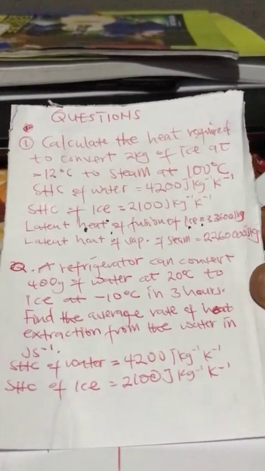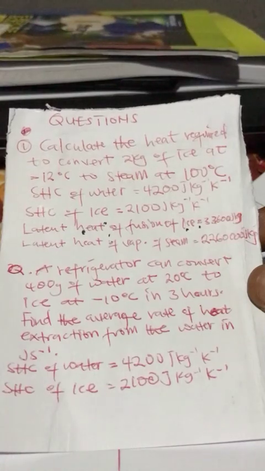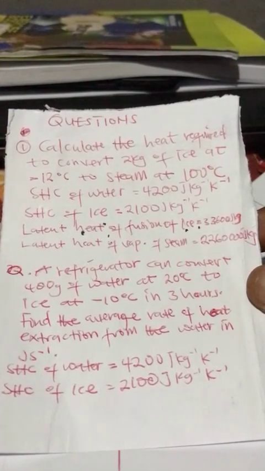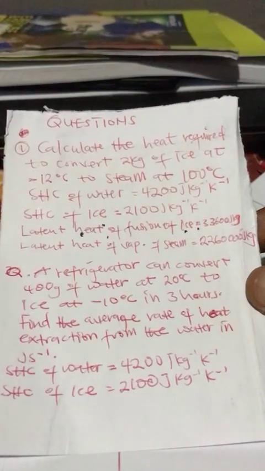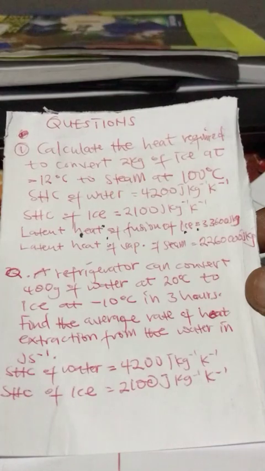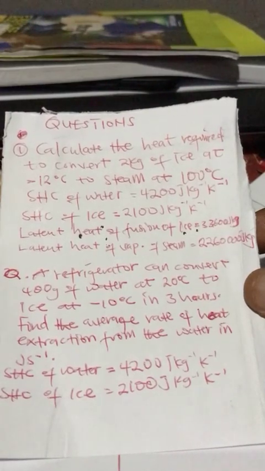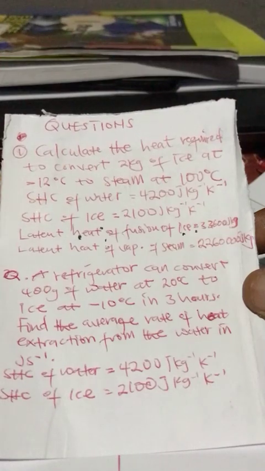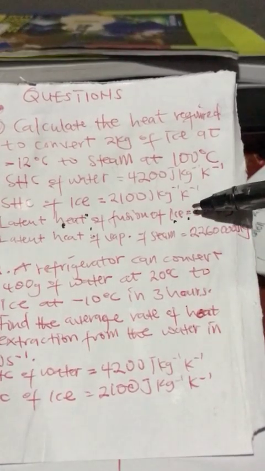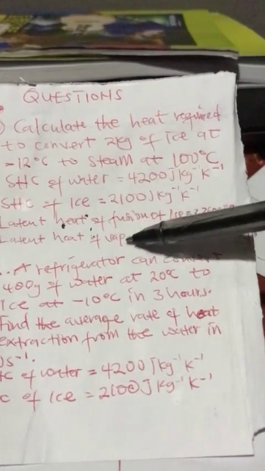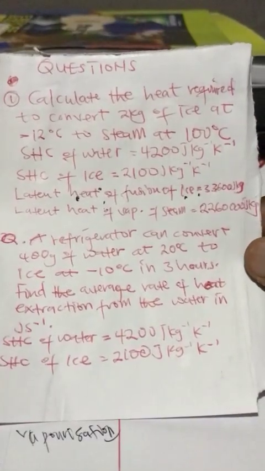So question one is saying: calculate the heat required to convert 2 kilograms of ice at negative 12 degrees Celsius to steam at 100 degrees Celsius. You have been given the specific capacity of water to be 4,200 joules per kilogram per Kelvin. Then the specific capacity of ice is 2,100 joules per kilogram per Kelvin. Latent heat of fusion is given, and latent heat of vaporization. You know that latent heat of fusion is the quantity of heat required to change 1 unit mass of a substance from solid to liquid. Then vaporization is from liquid to steam. Okay, so take note of the basic terms that we talked about.